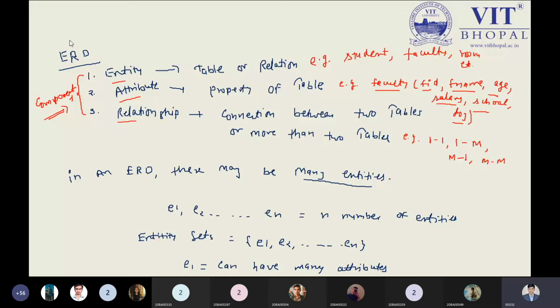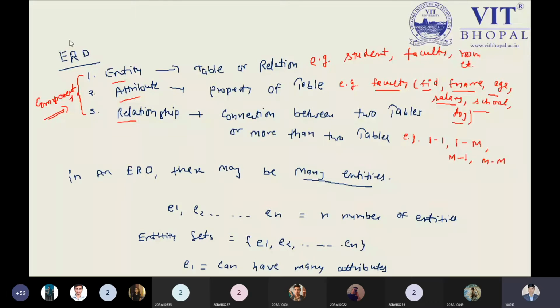Next, we have an attribute. An attribute is a property of a table. It could be one property, it could be many properties. So faculty is the name of our entity. What are its attributes? Faculty ID, faculty name, age, date of joining, salary, in which school, and others. I'm taking another example here. Suppose I take the room. Room is our table, a room is our entity. What are its attributes? Room ID, room name, on which floor the room is available, the type of the room, and the size of the room.